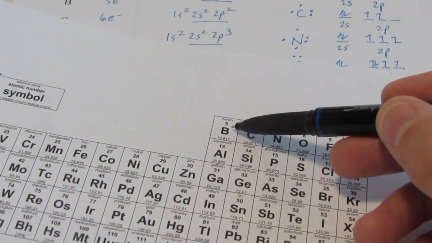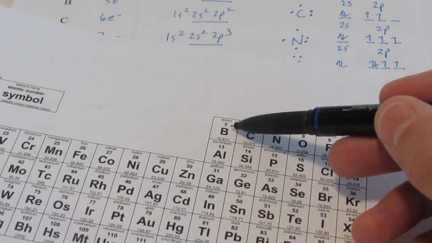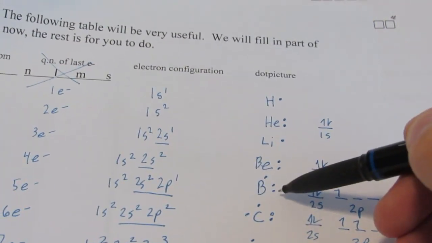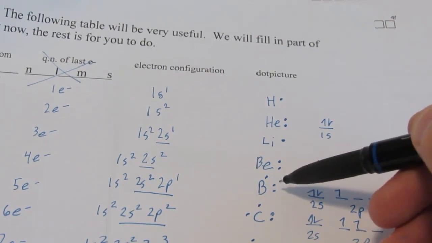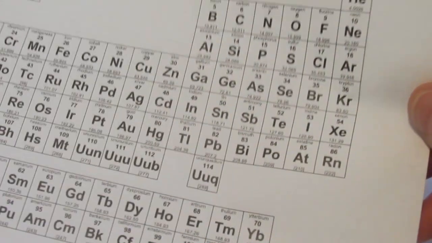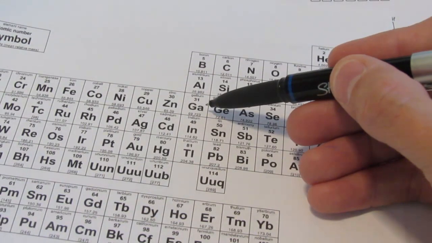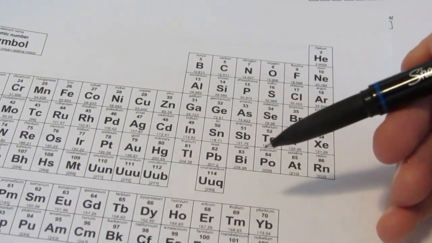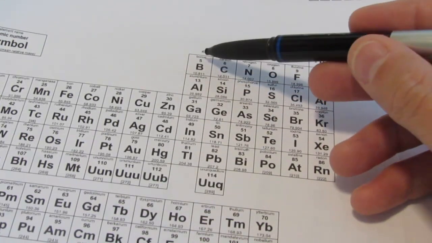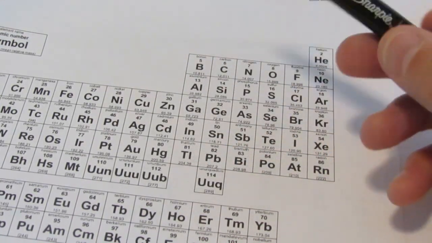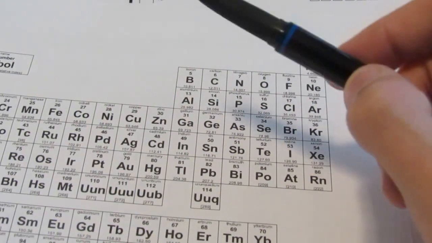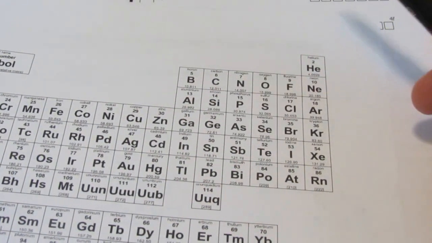Notice aluminum is in the same family as boron. I'll bet boron had a pair and one by itself. Let's take a look. There's boron. It had a pair and one by itself. And we're going to get way ahead of ourselves, but think about what gallium will be in a few minutes. I'll bet it'll have a pair and one by itself. Turns out if they're members of the same family, they have the same ending electron configuration and therefore the same electron dot picture.